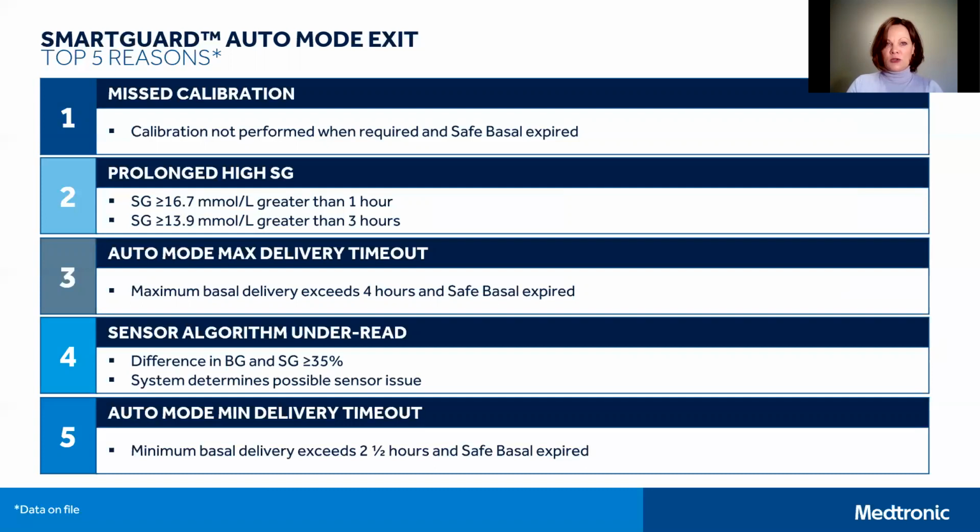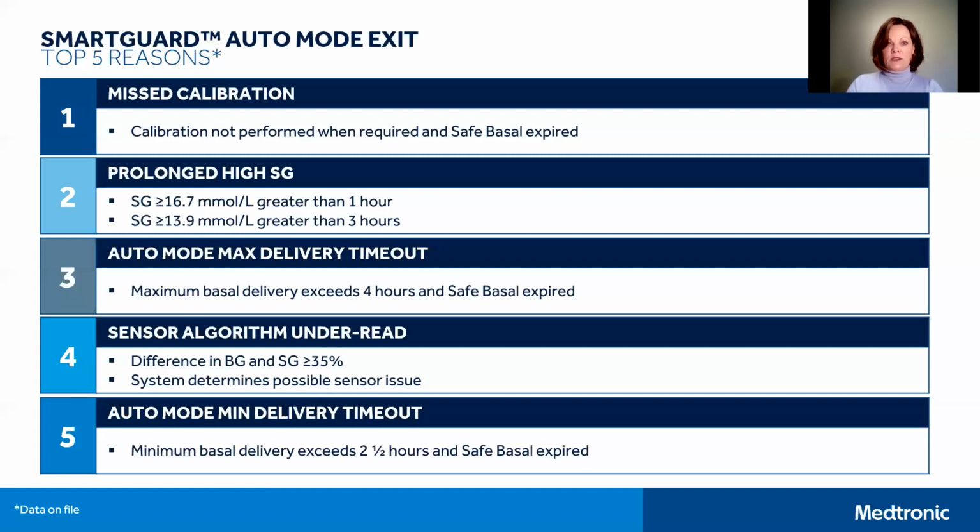Sensor algorithm underread indicates that there is a difference between your blood glucose and sensor glucose greater than 35%, or the system has determined that there is a possible sensor issue. You may experience a request for a blood glucose and or calibration in order to re-enter auto mode, or your pump may indicate that you need to change your sensor.